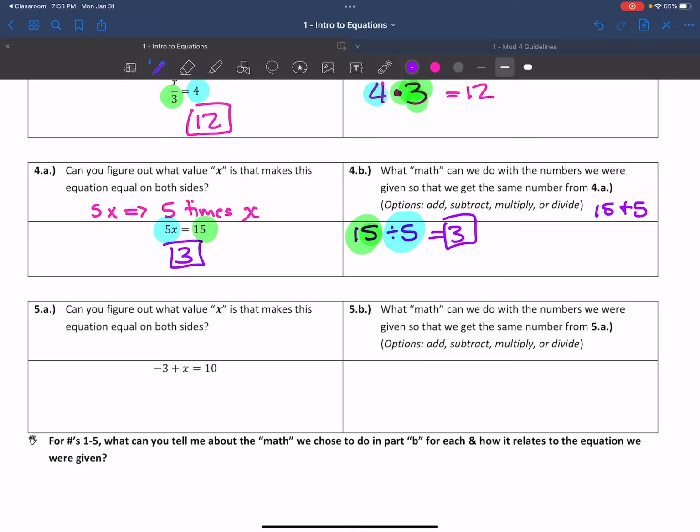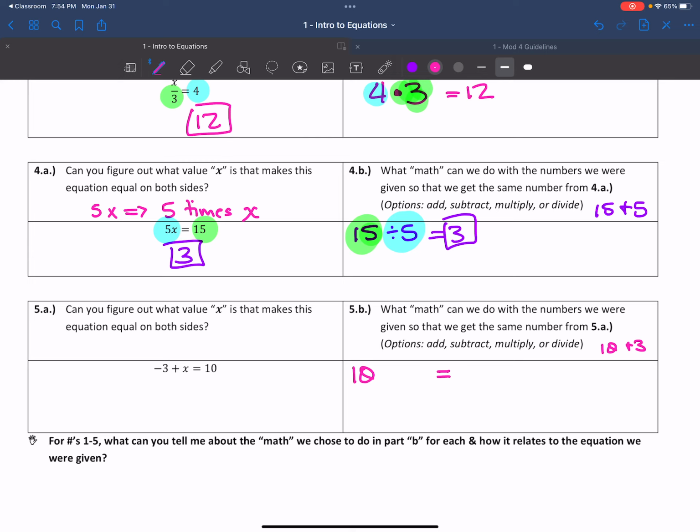All right. Next, we have negative 3 plus x equals 10. So what can we do here? Well, we have 10, we have 3. And I know I'm going to start with my 10 because in all of my other problems, we started with the number we equaled to. It's going to equal something.